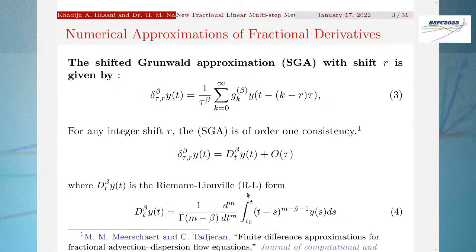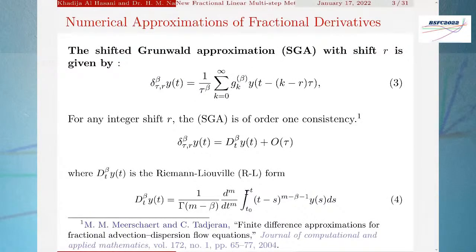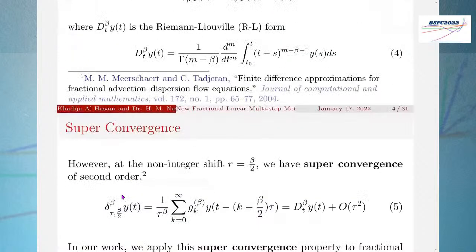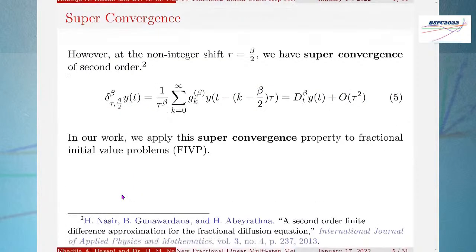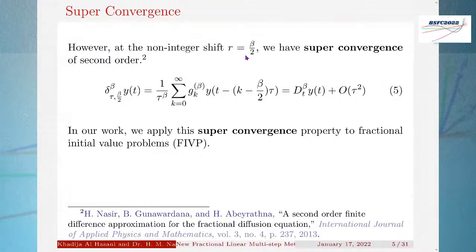In the numerical approximation of the fractional derivative, we define the shifted Grünwald approximation with the shift r. And it is known that this approximation is of the first order for any integer shift r, where this operator is the Riemann-Liouville form. However, at a non-integer shift, when r equals beta over 2, we have the superconvergence of the second order, as it is given by this reference. So the shifted Grünwald approximation will be of order 2 for this kind of shift.